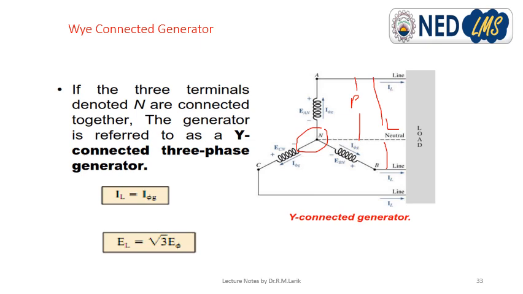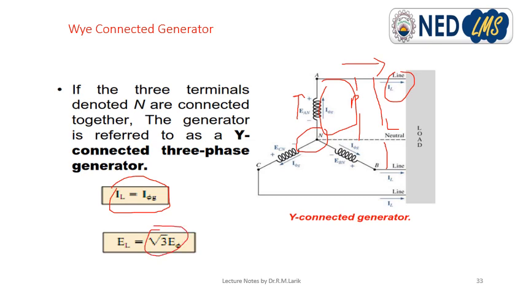Now you can see in a star connection, the line current equals the phase current. The current flowing through the phase equals the current flowing through the line, the current being the same. This is the property of a star connection: the currents of line and phase are equal. But the line voltage is equal to root 3 times the phase voltage.